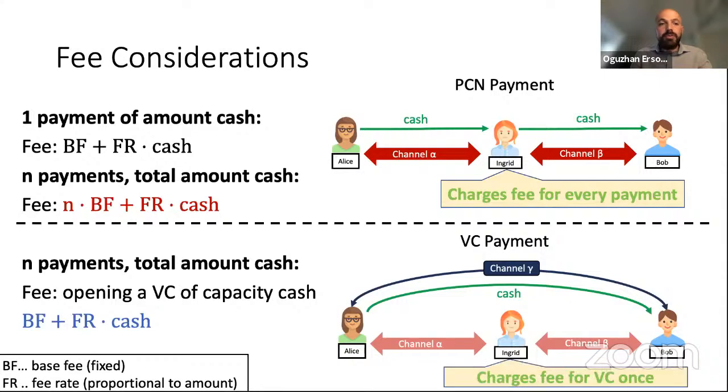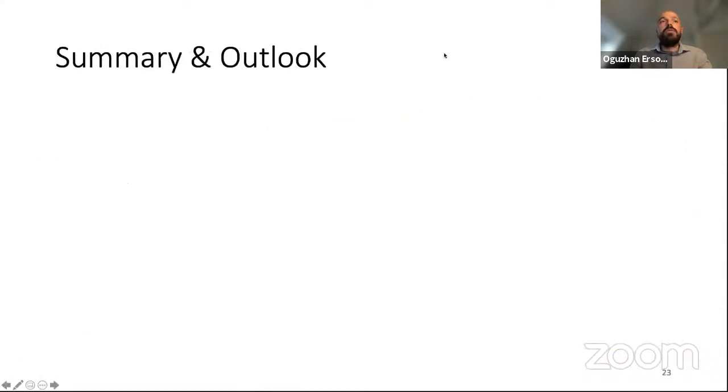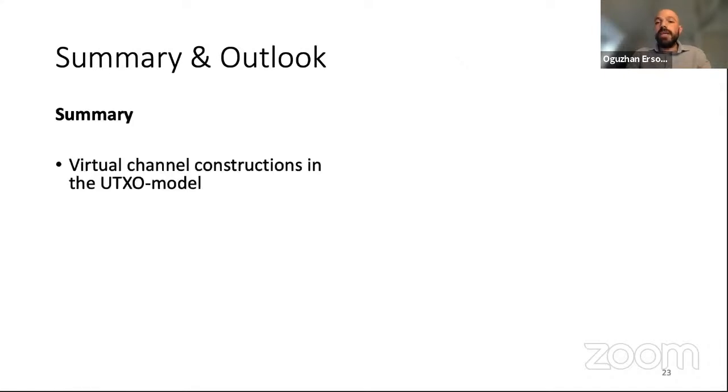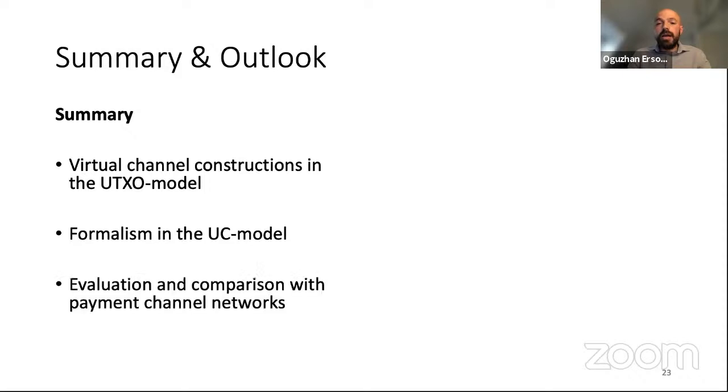And this brings me to the summary of our work. So in this work, we achieved Bitcoin compatible virtual channels with very limited scripting language abilities in the UTXO model. We formalized our system in the UC security model, and then we provided the security proof. We evaluated our system in the Bitcoin testnet, and then compared our result with the Lightning Network.